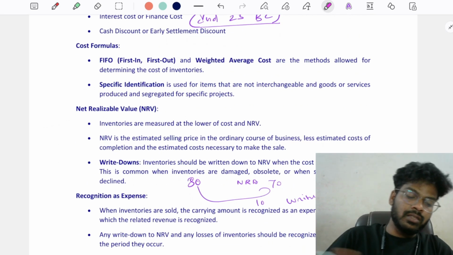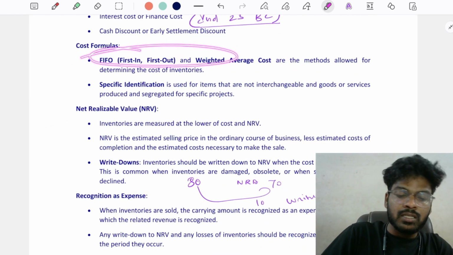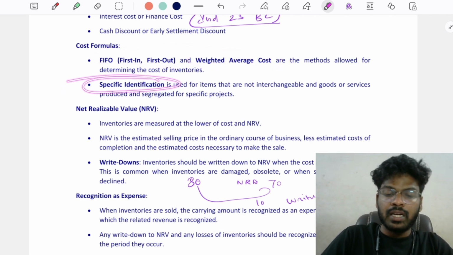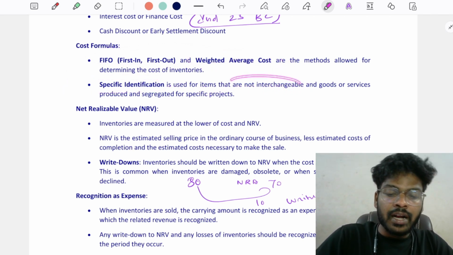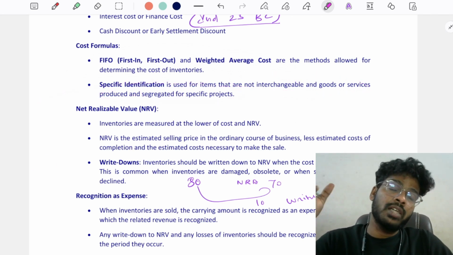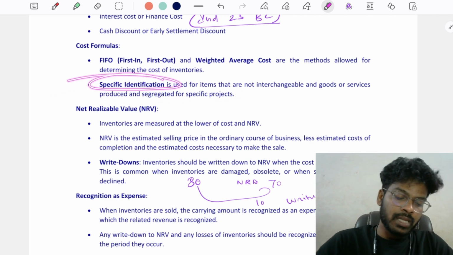Next, the cost formulas. There are two formulas: one is the FIFO method, another one is the weighted average cost method. In case of the specific identification method, the items are not interchangeable and goods or services are produced and segregated for a specific project. If that is the case, the specific identification method should be used.